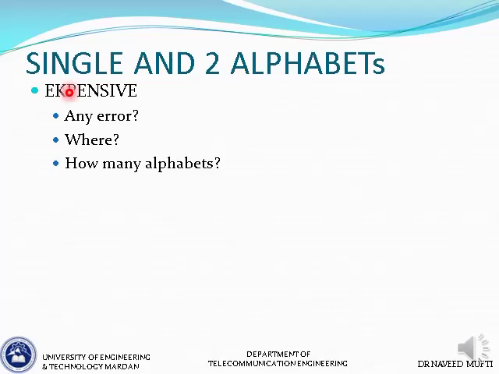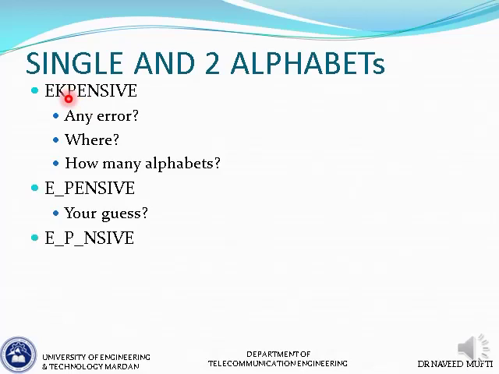So here you will have an underline to show that there is an error, and based on your current knowledge, I am sure you will be able to identify that this K should not be here. So there is an error in one alphabet and this K should be replaced by X. Yes, so that is here. So your guess would probably be right: expensive.